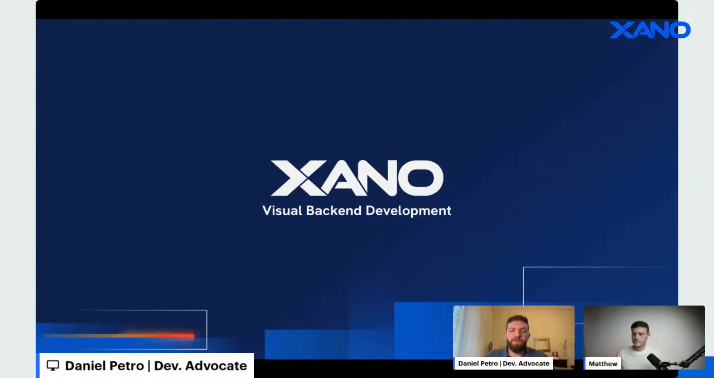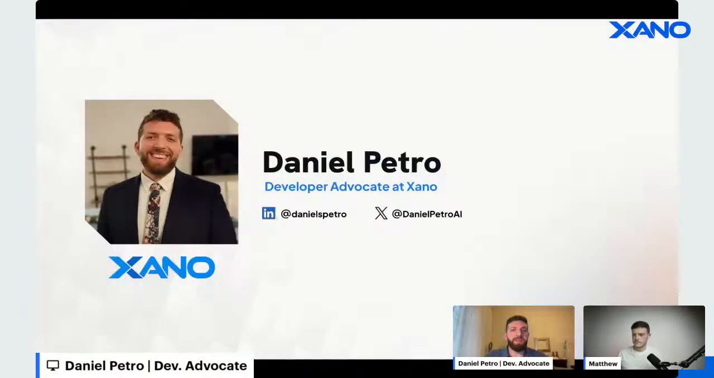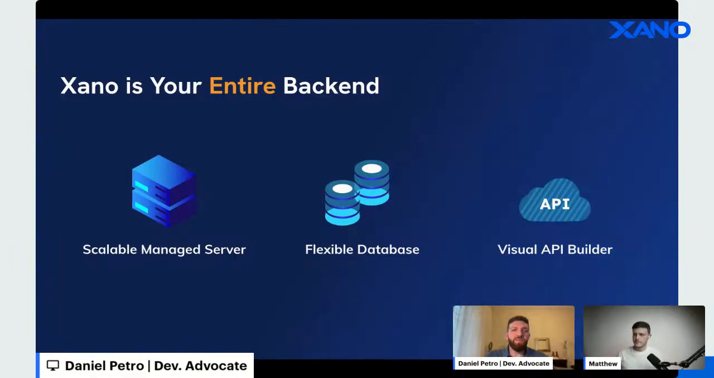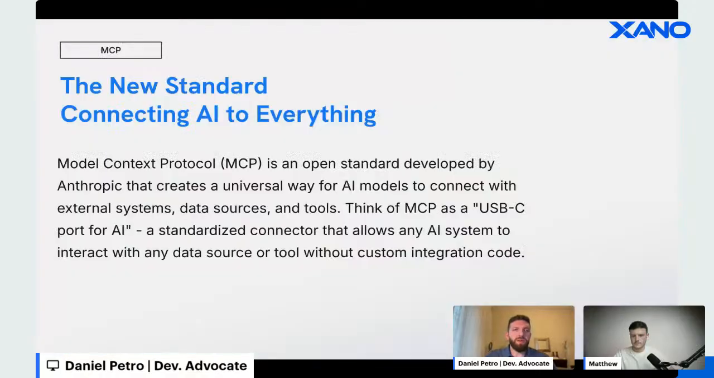So for those who don't know, Xano is a visual backend development platform. I'm Daniel Petro, a developer advocate at Xano. And Xano is your entire backend. That's a scalable managed server, which is single tenant, and you have a flexible database. And the majority of what you'd be doing in Xano is with our visual API builder, which allows you to create logic visually and with code.